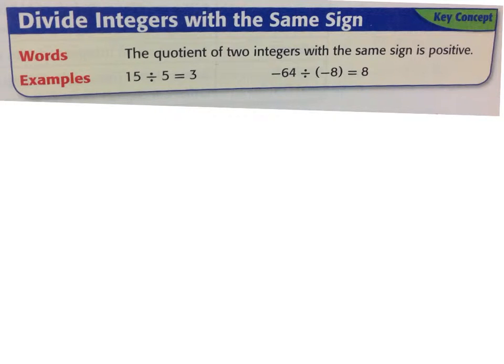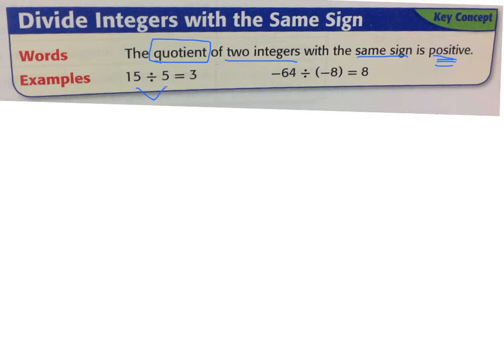So again, just like multiplication, the quotient, the answer to a division problem where the two integers or the two numbers have the same sign, your answer is always going to be positive, just like when we multiplied. When we multiply a negative and a negative, it equals a positive, right? Same thing for the division.